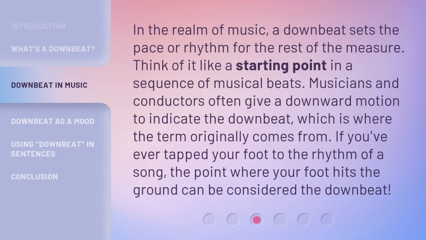In the realm of music, a downbeat sets the pace or rhythm for the rest of the measure. Think of it like a starting point in a sequence of musical beats. Musicians and conductors often give a downward motion to indicate the downbeat, which is where the term originally comes from. If you've ever tapped your foot to the rhythm of a song, the point where your foot hits the ground can be considered the downbeat.